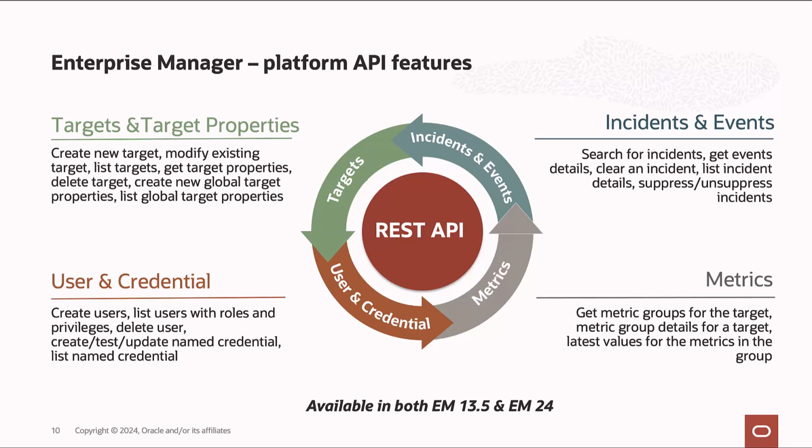Next, in the metrics category, you will get REST APIs for getting the latest metric value for a target in the group, metric group details of a target. In the incident and events, you will get REST APIs for getting the list of incident details, get event details, clear an incident, suppress or unsuppress incidents. Finally, in the target management, you will get REST APIs for listing global target properties, to create a new target, modify existing target, get target properties, and delete a target.